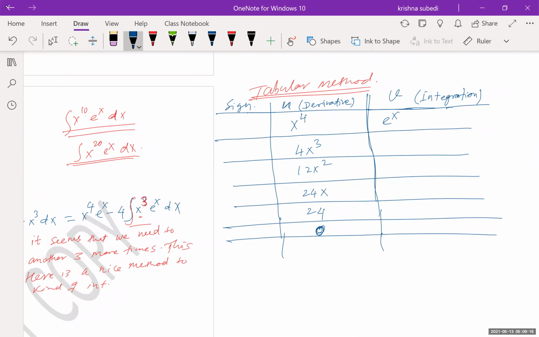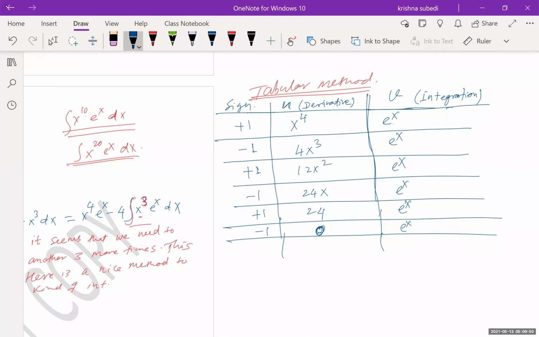Now on this side, you find the integration. So integration of e to the x is e to the x. Integration of e to the x is e to the x, e to the x, e to the x, and e to the x. Now, one thing we need to remember, the sign always starts with positive, then negative, its sign will alternate. That is the technique that you need to remember, okay? Positive, negative, positive, negative.